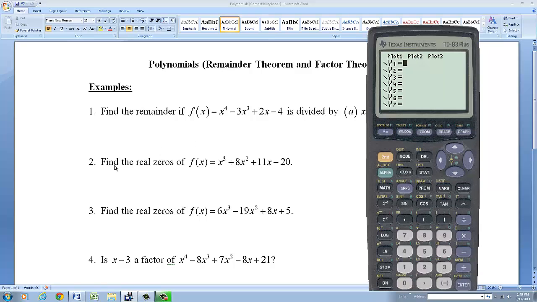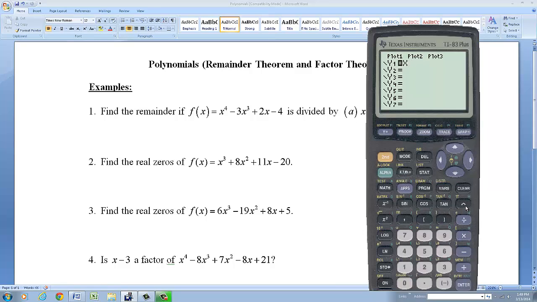Okay. Now for the next one, this one states find the zeros of f of x equal to this expression here. Find the zeros. So the zeros, remember, are associated with the x-intercepts. So all we have to do really is find the x-intercepts, and we have the zeros. So again, we're going to enter this graph.